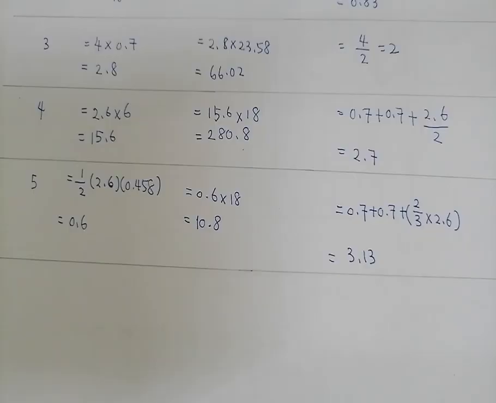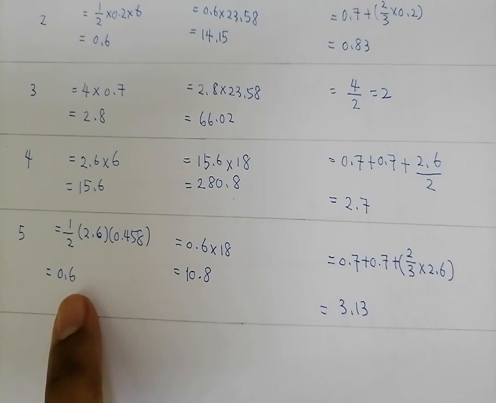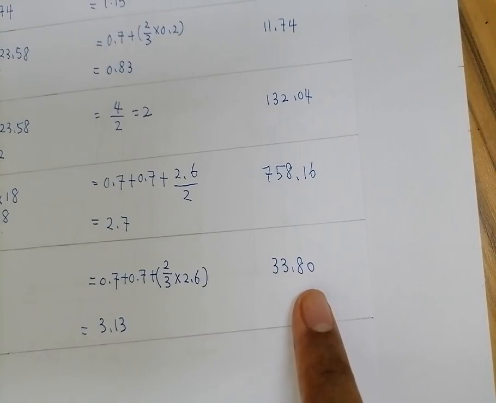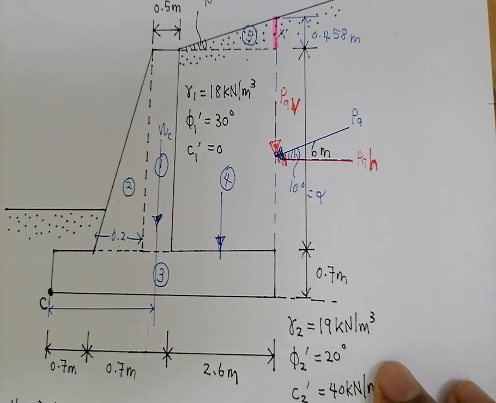Okay guys, for section 5, after all this calculation, the moment is 33.8. Please check your answer. And so we're done calculating the moment caused by these 5 sections: 1, 2, 3, 4, 5.